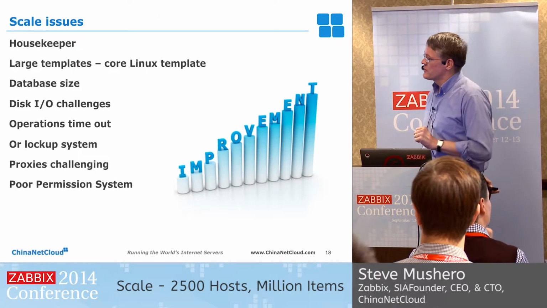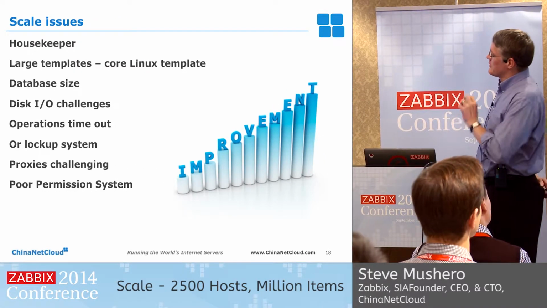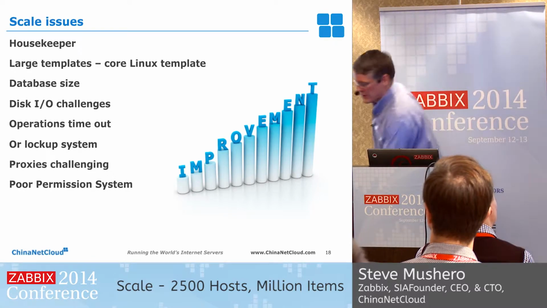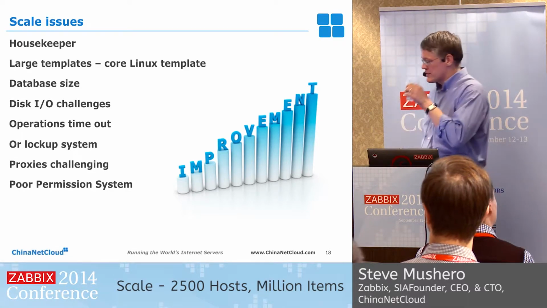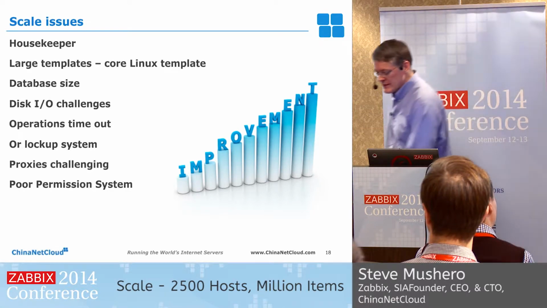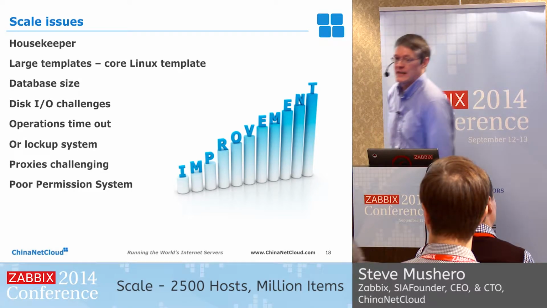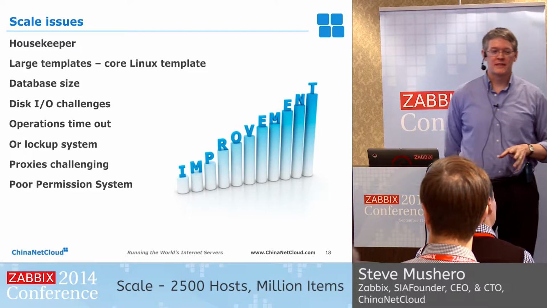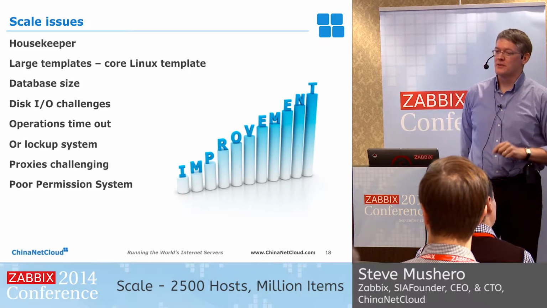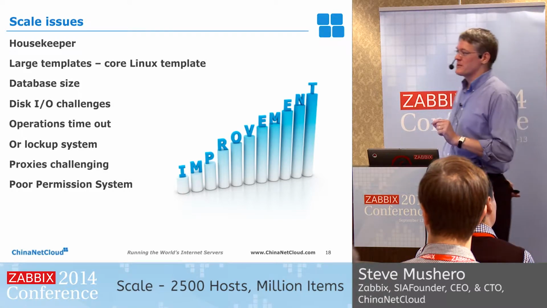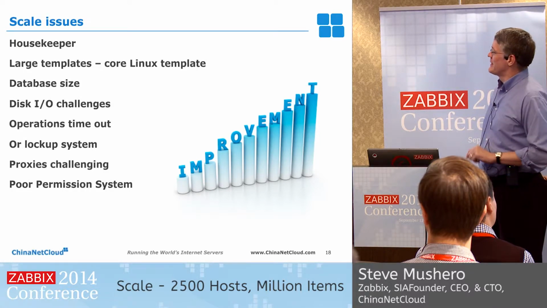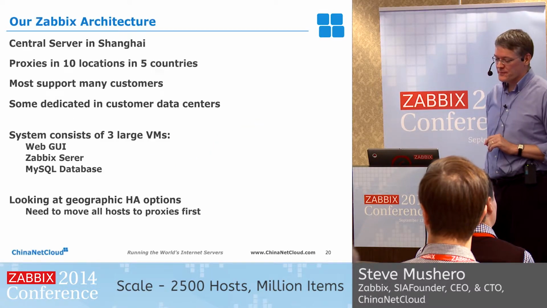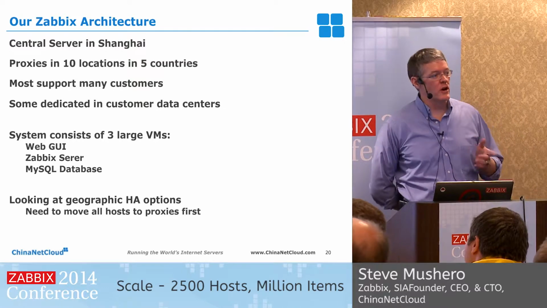So some scale issues. I'm sure you're interested in scale. I'll talk about a bunch of these. As I mentioned, we have Linux template size issues. Database size. For us, the biggest issue is database I/O. We are still on physical disks. We're going to SSD this month, as soon as I can get the 2.0 upgrade to work, which still doesn't, for me, things timing out and so on.